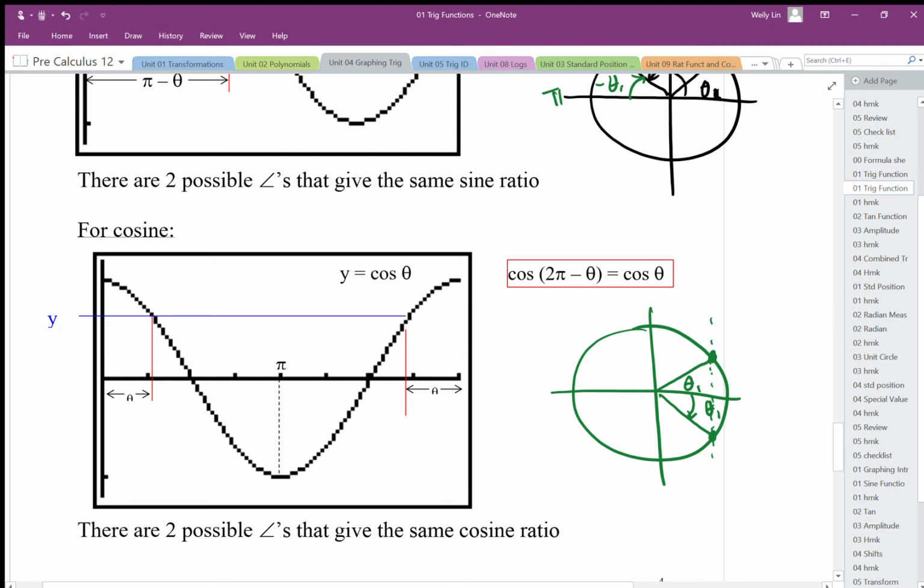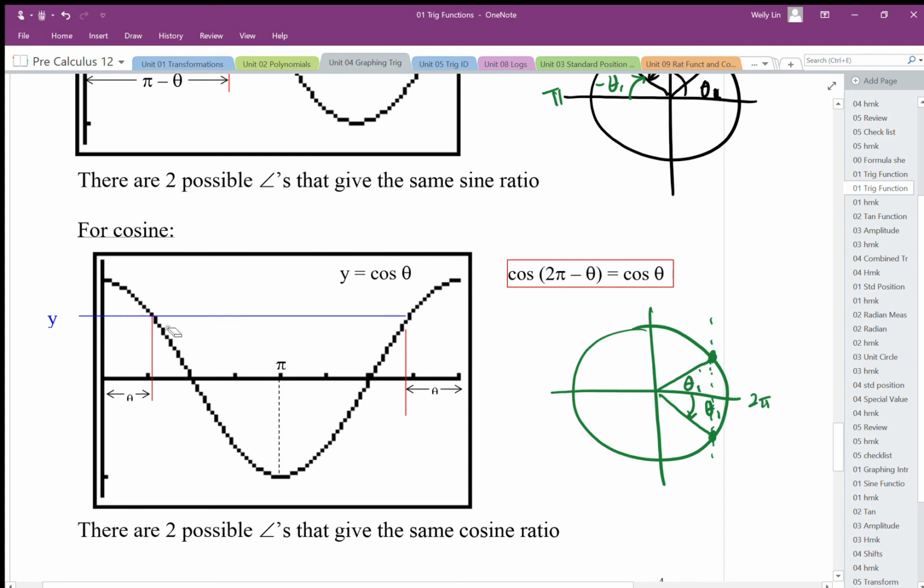So the formula we generated was: if we start at 0 and go forwards theta 1, we can start at 2 pi and go backwards theta 1 and get the same cosine value, or same x position. Remember, cosine is the x position. So it shows up like this on the cosine graph.